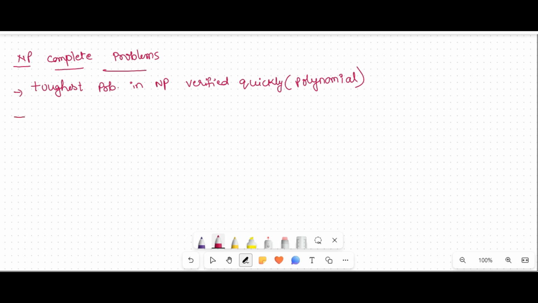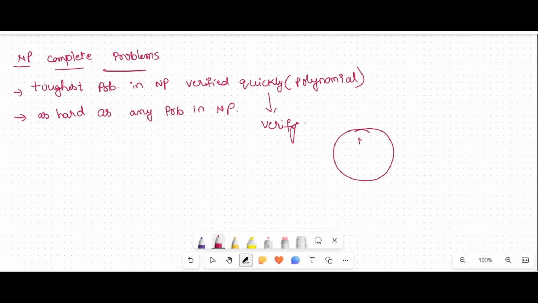So these are as hard as any problem in NP. You can verify them quickly. That means NP complete means two properties: these are the hardest problems, and also these are in NP. Now what is the diagrammatic representation for this category?